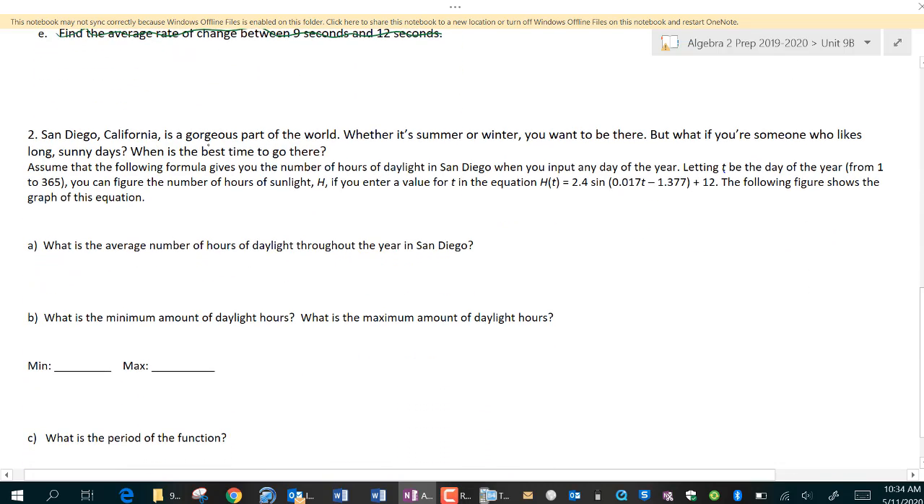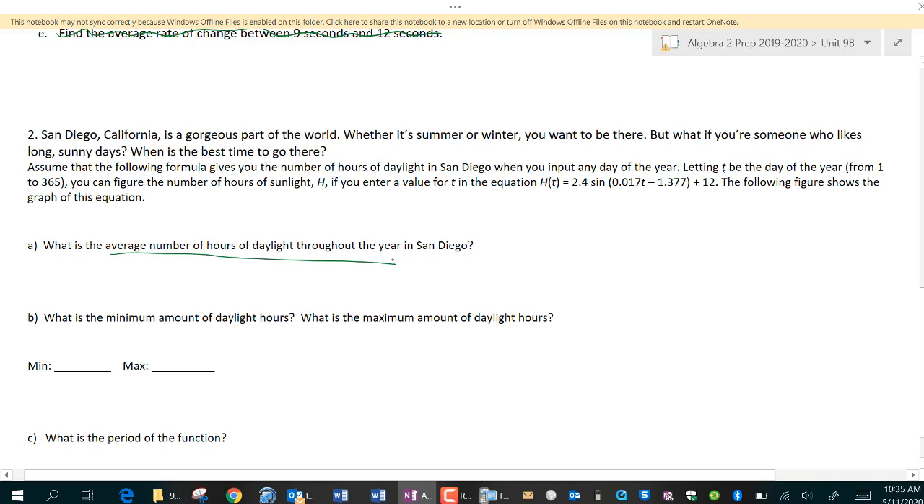So San Diego, California is a gorgeous part of the world. Whether it's summer or winter, you want to be there. But what if you're someone who likes long sunny days? When is the best time to go there? Assume that the following formula gives you the number of hours of daylight in San Diego when you input any day of the year, letting T be the day of the year from 1 to 365. You can figure the number of hours of sunlight, or H, if you enter a value for T in the equation. So part A says, what is the average number of hours of daylight throughout the year in San Diego?